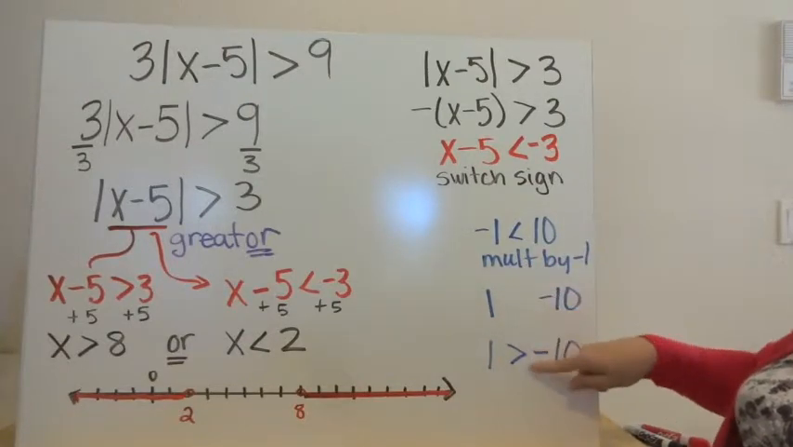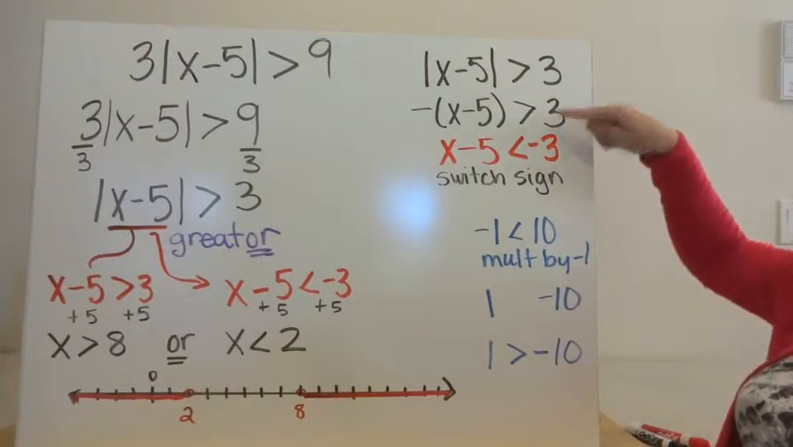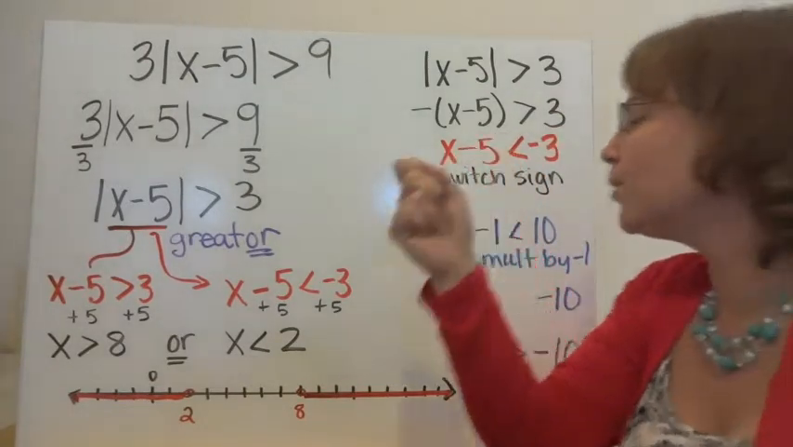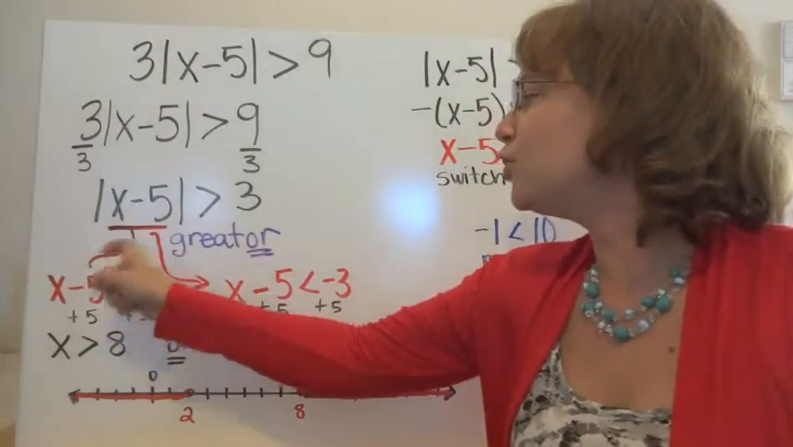So we have to switch the sign in order to make that true. And that's just to give you an intuitive reason why you're switching the sign anytime you multiply or divide by a negative number.